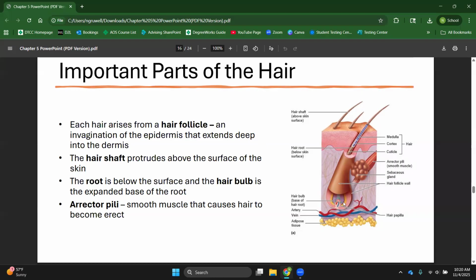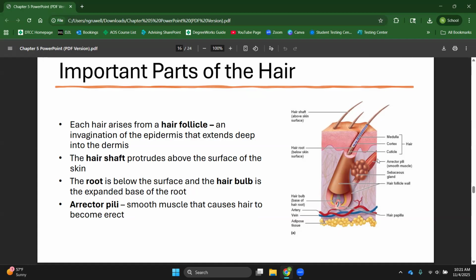So the bulb is at the very bottom. So B for bulb, B for bottom. So this is where our hair is going to grow. Anything below the surface of the skin is the root, just like the roots of a plant. And then the shaft is above the surface.